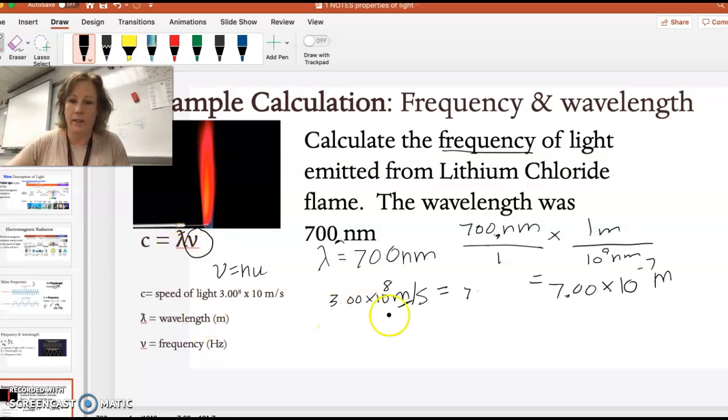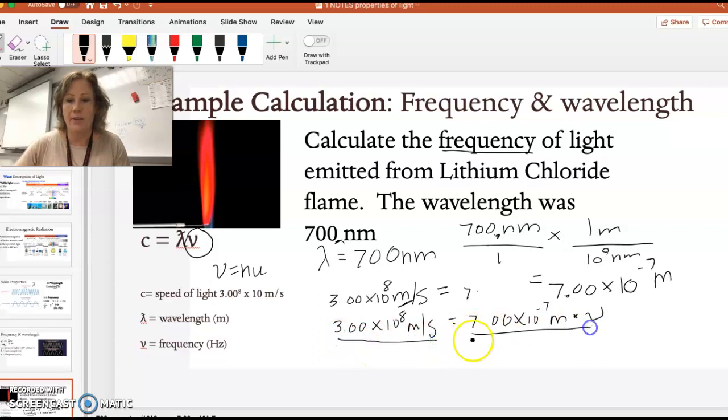Back to the calculation then. We know that the speed of light is this, where we know the wavelength is 7.00 times 10 to the negative 7th, and we're solving for frequency. So I would want to divide both sides. When I do that, you can see the meters cancel and you end up with 1 over second, because the wavelength would come to the denominator.